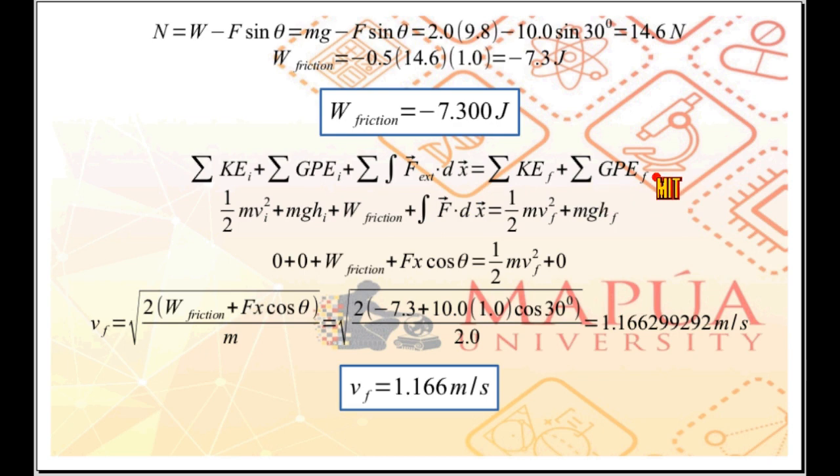There's only one object to consider here, the wooden block. So only one initial kinetic energy, 1/2 m v initial squared, and one initial gravitational potential energy, m g h initial. We have two external forces: work done by friction and work done by applied force F. And then in the final case, we have one kinetic energy, 1/2 m v final squared, and one final gravitational potential energy, m g h final.